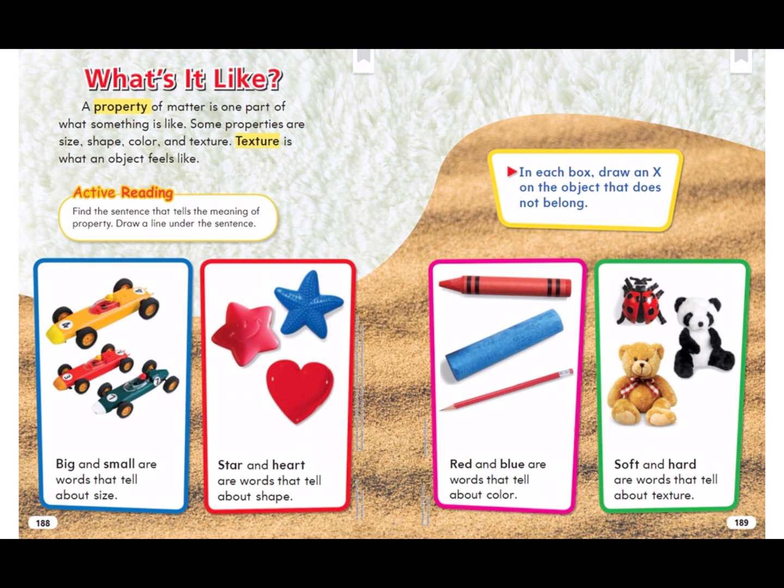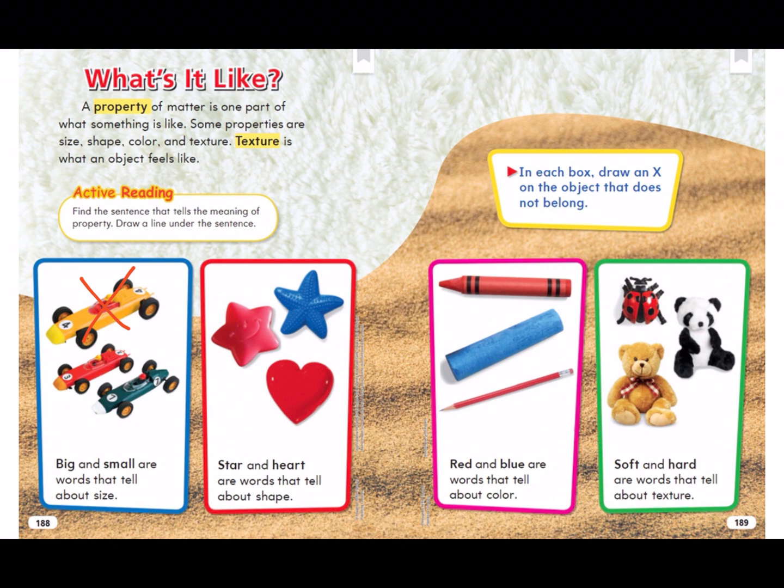What it's like. A property of matter is one part of something, of what something is like. Some properties are size, shape, color, and texture. Texture is what an object feels like. In each box, draw an X on the object that does not belong. Big and small are words that tell about size. So let's draw an X through the yellow card because it is not the same size as the red and green.